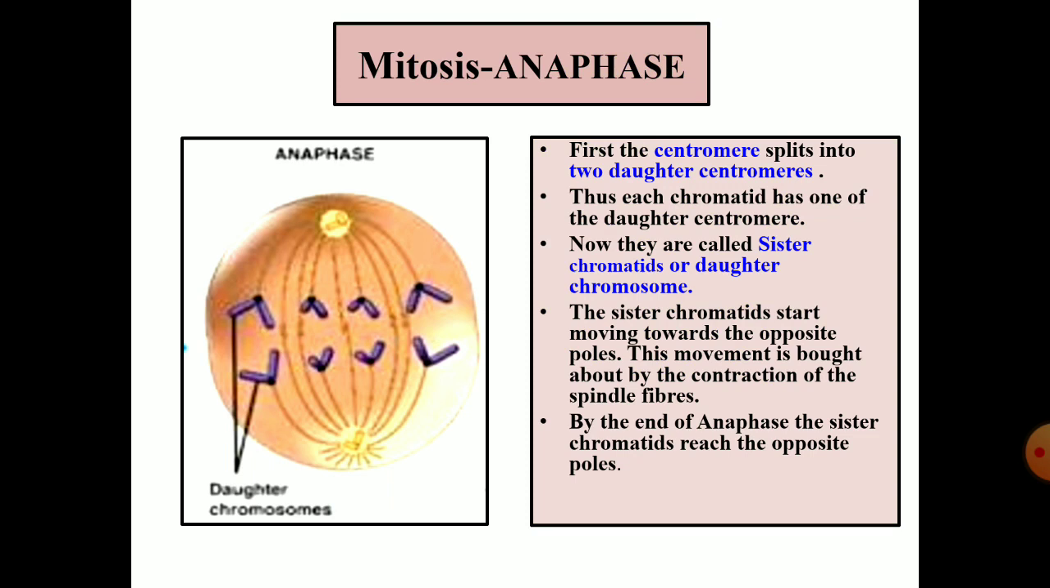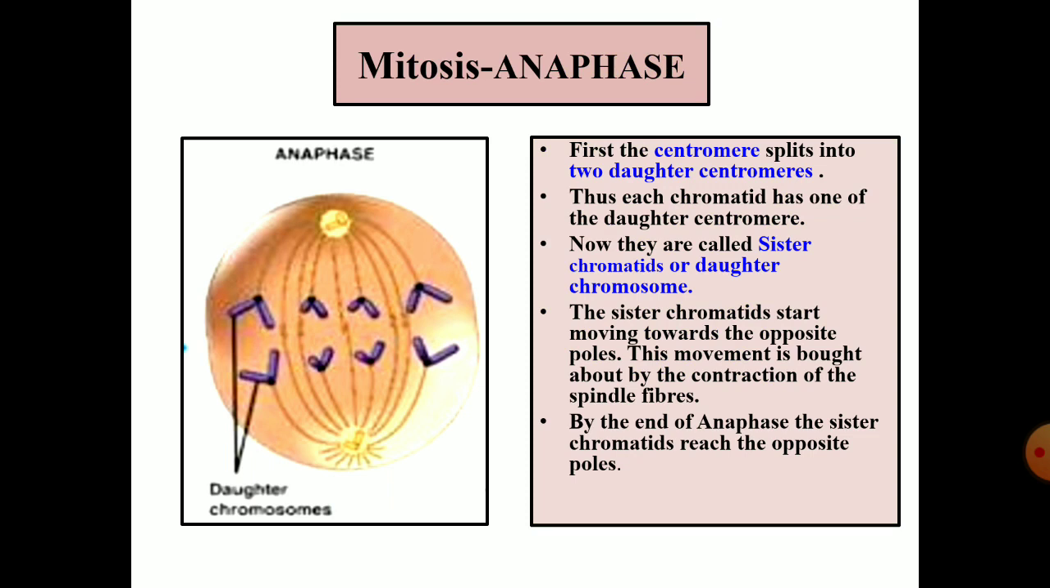Next is anaphase. First, the centromere splits. In this stage, the centromere splits into two daughter centromeres. Thus, each chromatid has one daughter centromere. Now they are called sister chromatids or daughter chromosomes. The sister chromatids start moving towards the opposite poles. This movement is brought about by the contraction of the spindle fibers. The spindle fibers contract and pull the chromatids towards the two opposite poles.